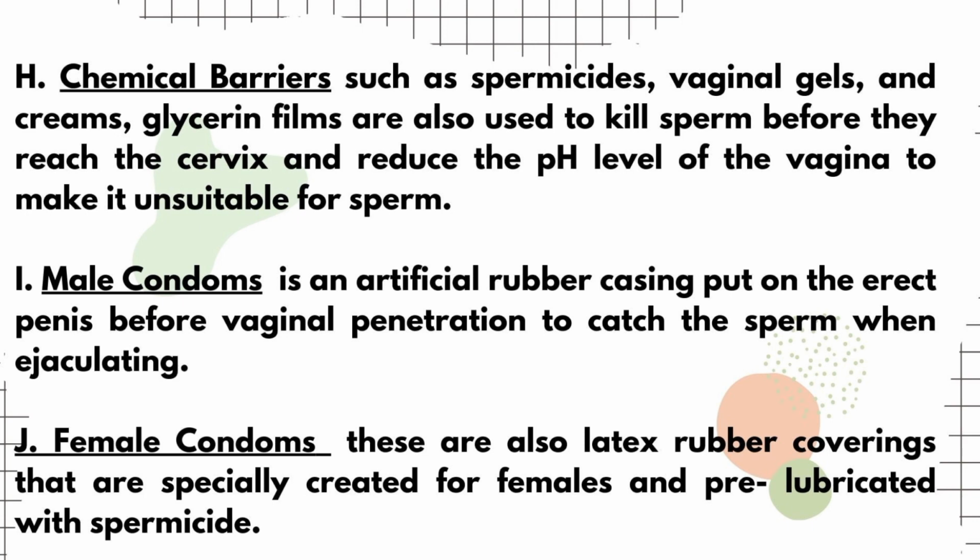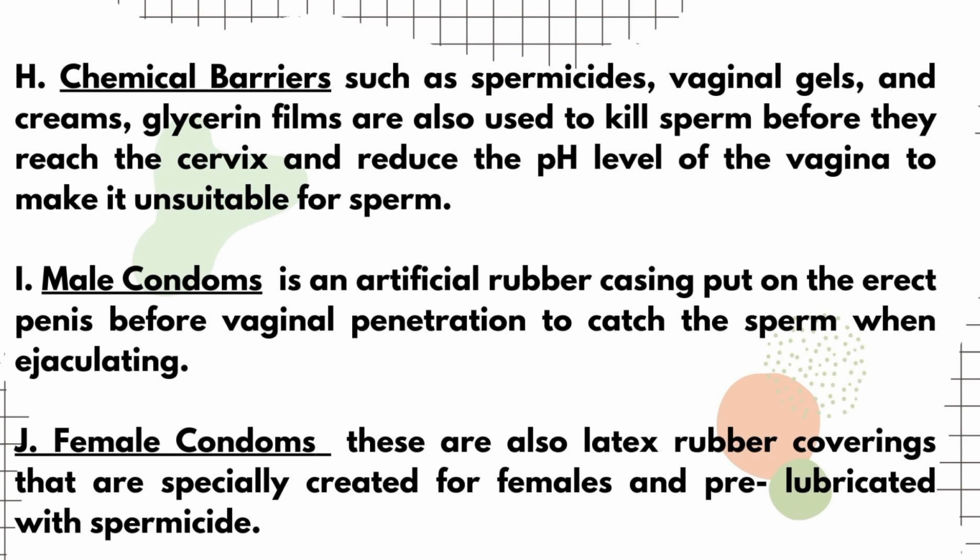Then the male condoms. It is an artificial rubber casing put on the erect penis before vaginal penetration to catch the sperm when ejaculating. Male condoms can also help avoid sexually transmitted infections or STIs, and can be bought over the counter without prescription. And male condoms must be removed and disposed of after sexual interaction.